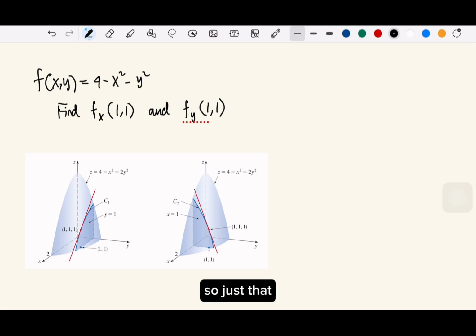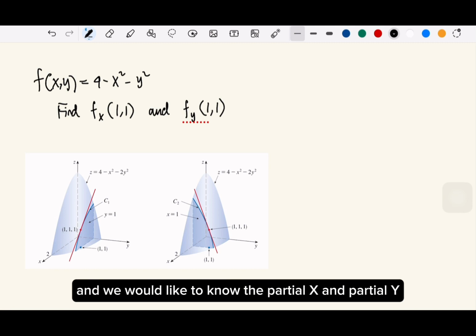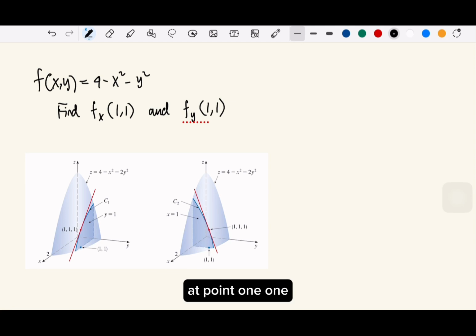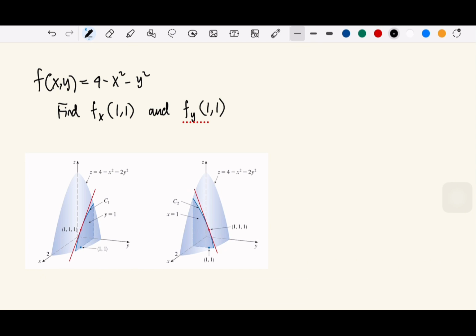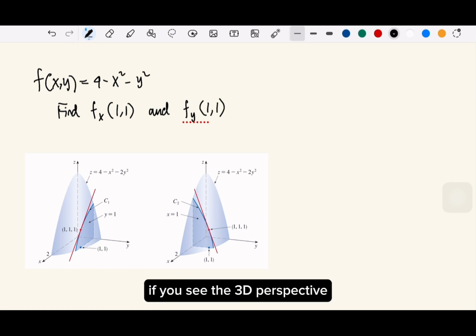So just that. Okay. So let's say we have this, and we would like to know the partial x and partial y at (1, 1), which means that for partial x, we're going to fix the constant at y equals 1. Y equals 1 is a plane. If you see the 3D perspective, y equals 1 is a plane.